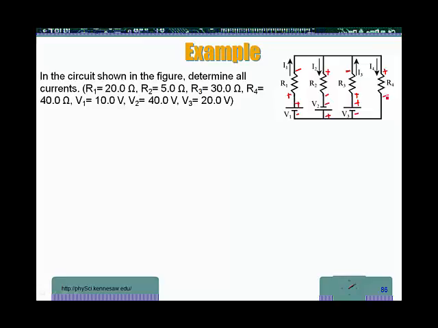Now the voltage drops across each of the resistors. For R1, it's R1I1. For R2, it's R2I2. For R3, it's R3I3, since the current through R3 is I3. And for R4, it is R4I4.